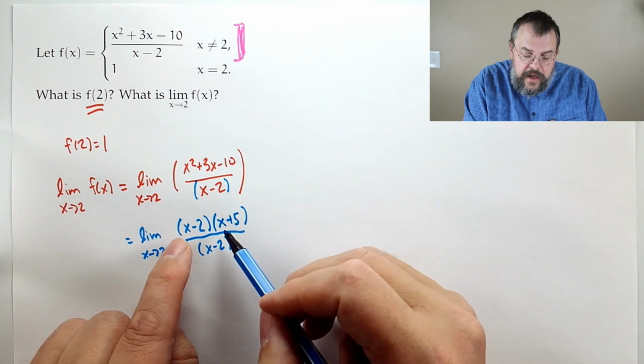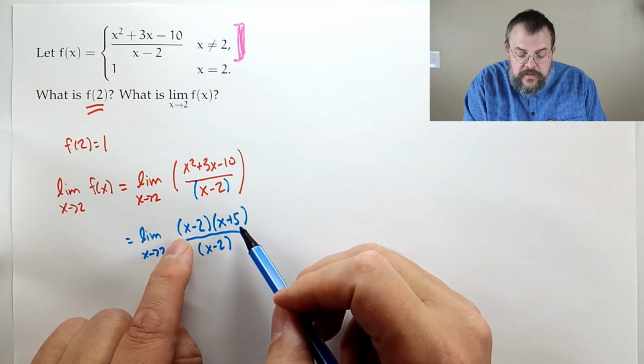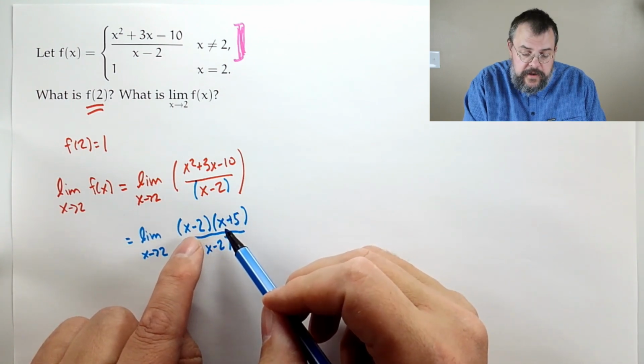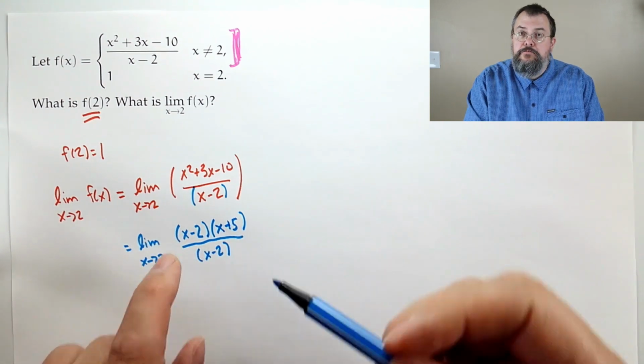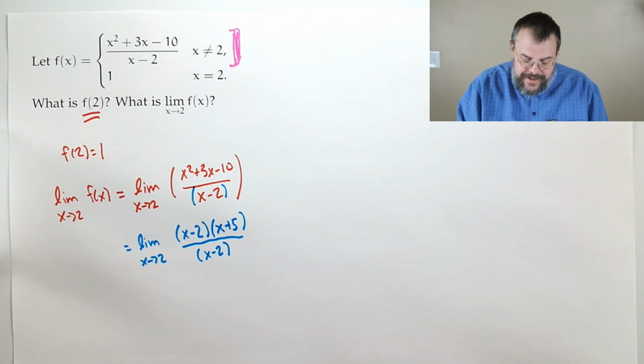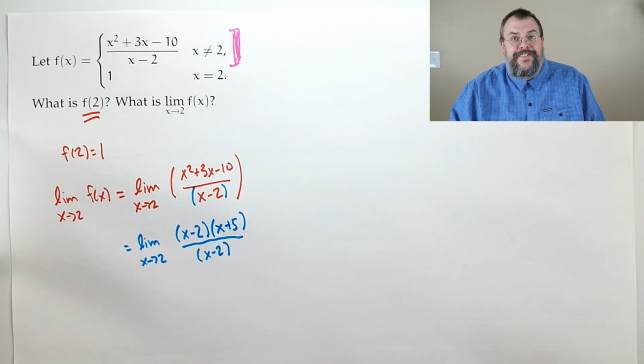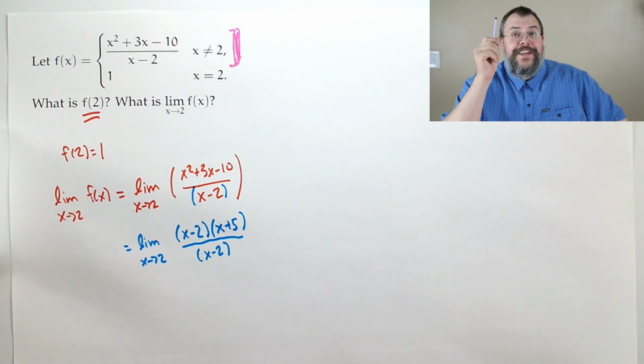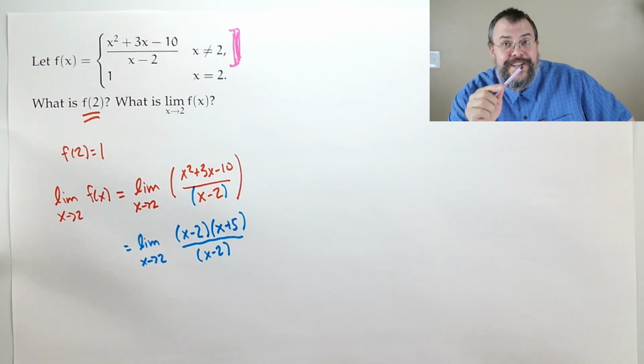And it's good to check. x squared, good. 5x minus 2x, yep, 3x. Minus 10, all checks out. Life is good. Now, what comes next? And I know what you're going to say. We cancel the x minus 2's. Are we allowed to do it? And why are we allowed to do it?